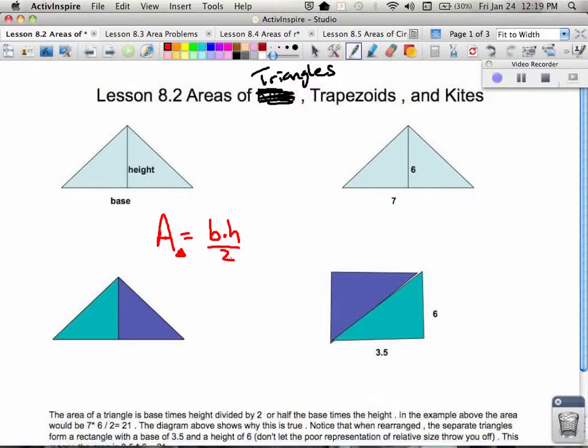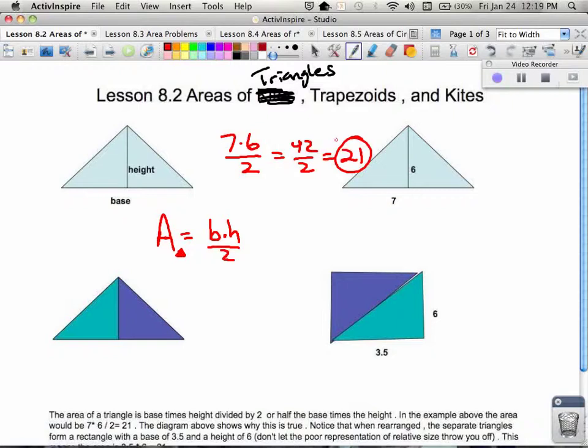And when we look at the area of the triangle up above here, our area would be 7 times 6 divided by 2, which would then be 42 divided by 2, or in other words, 21. Now, one of the neat things is you could see how this would occur if we were to take one side of this triangle and flip it around.